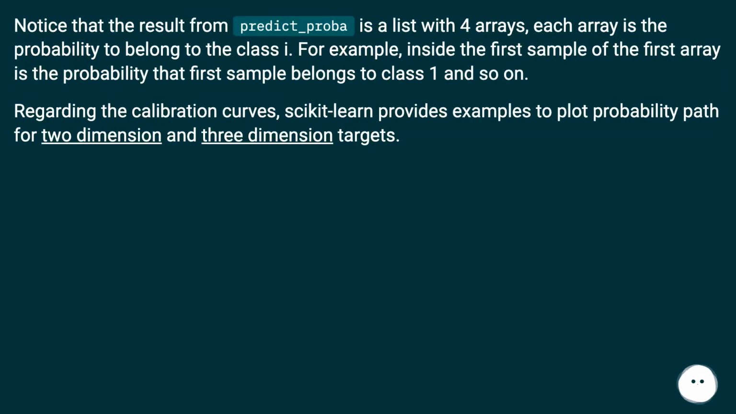Notice that the result from predict_proba is a list with 4 arrays. Each array is the probability to belong to class i. For example, inside the first array, the first sample is the probability that the first sample belongs to class 1, and so on. Regarding the calibration curves, scikit-learn provides examples to plot probability curves for 2-dimension and 3-dimension targets.